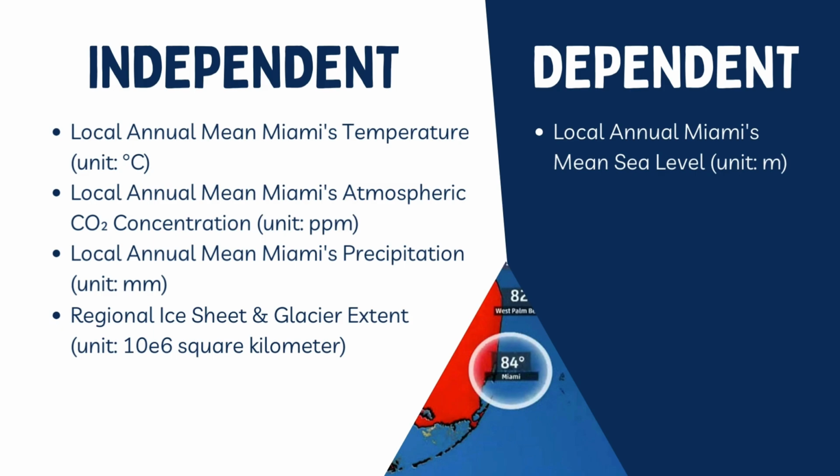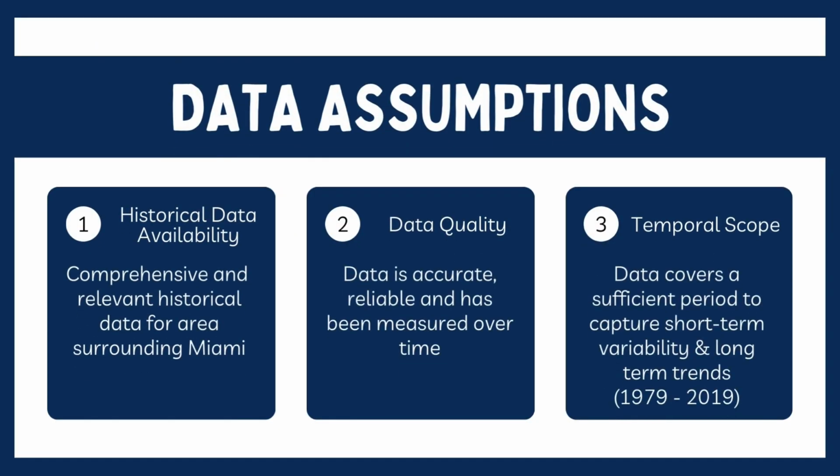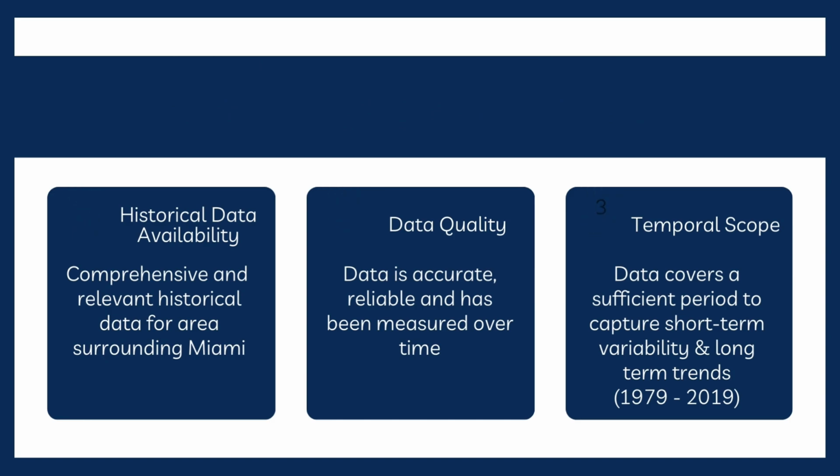For our dependent variable, we measure the local annual mean sea level in Miami in meters to see how all these independent variables lead to the rise in sea levels. For our data assumptions, we look at three main assumptions: the availability of historical data, which includes comprehensive and relevant data for the area surrounding Miami; the data quality, ensuring that our data is accurate, reliable, and has been measured over time; and finally, the temporal scope, where our data covers a sufficient period from 1979 to 2019 that captures both short-term variability and long-term trends.